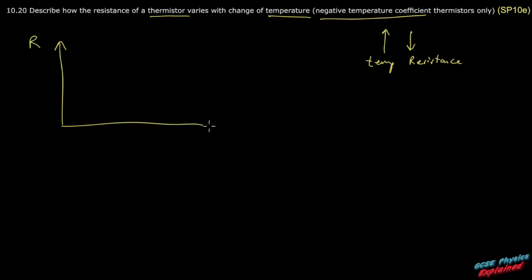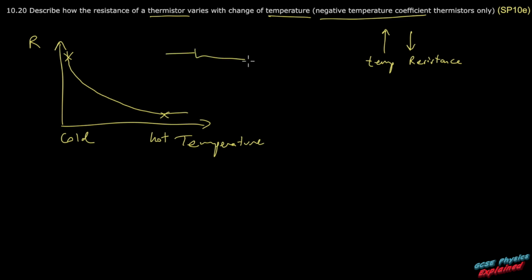Resistance up the side. This time we're putting temperature along the bottom, and then it's either cold or it's hot. When it's cold, the resistance is high, and as the temperature increases, the resistance decreases. And again, it's this idea of an exponential shape where it drops down quick and then it doesn't drop down as quick after a while. And a thermistor just starts off as being a normal resistor, and then it's got like a thermometer sort of shape going through it.